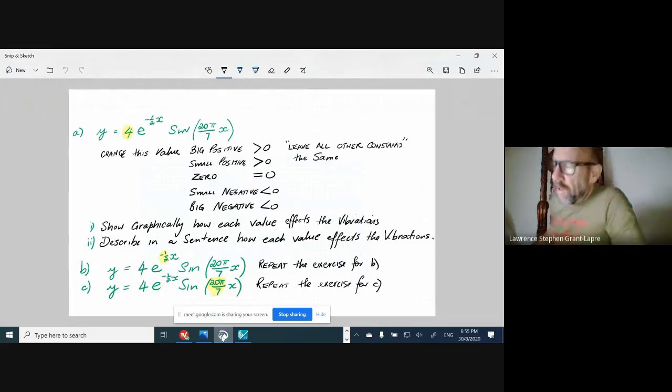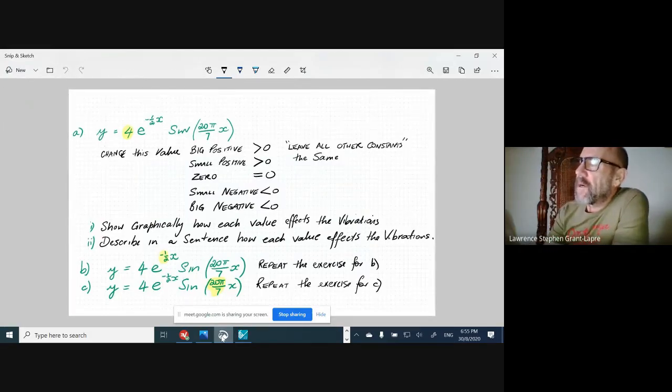Well, we have a formula which is y equals 4 e to the power of negative half x sine 20 pi over 7x. For us to change the value from big positive, small positive, a 0, a small negative, and a big negative. Leave all the other constants. Now we're going to look at this variable 4. So what I need to do is change the 4 and leave everything else.